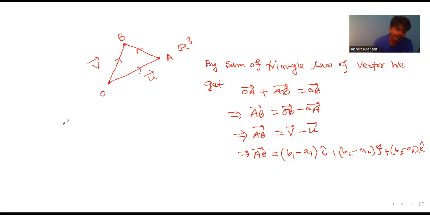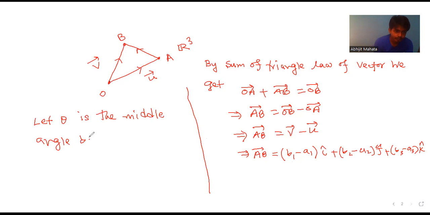Now suppose the middle angle. So I'm now considering here, let theta be the middle angle between the u vector and the v vector. Where I am taking this convenience, theta is between 0 and pi. So basically I'm taking that this is less than pi. Okay, so now this angle is theta.